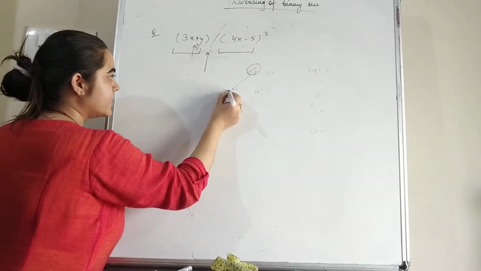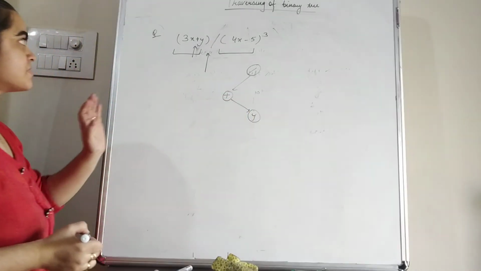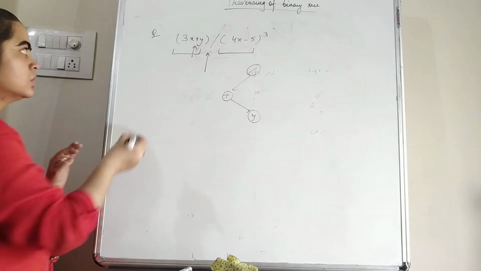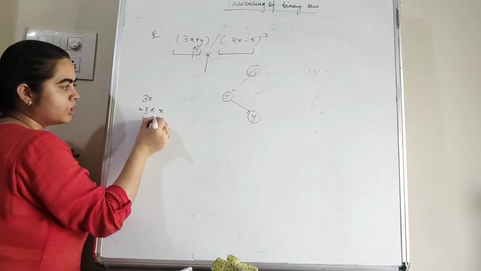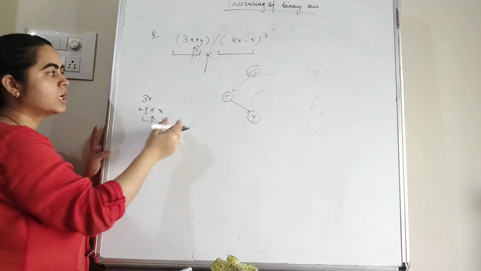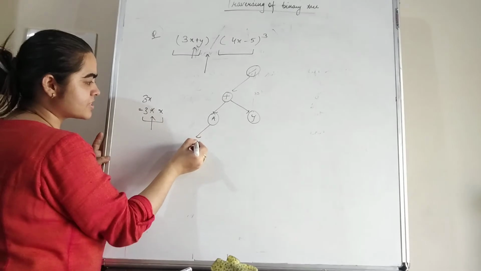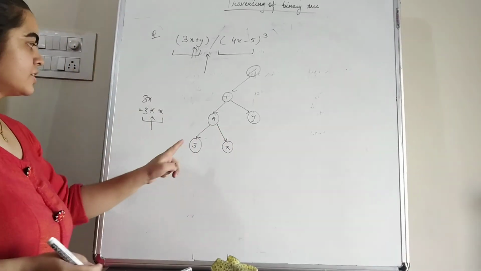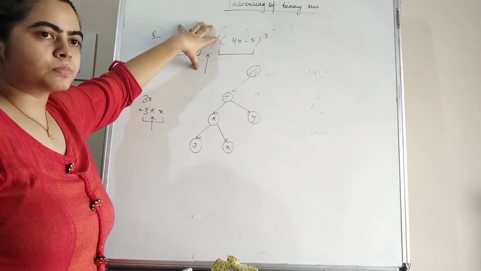So you can write here plus, and on the right side you can write y, and on the left side there is 3x. So 3x means 3 into x. Again, in between there is a cross, and on the left side there is 3, and on the right side there is x. So you have to write cross, put 3 on the left and x on the right. So this expression is like this: 3 into x plus y divided by. So this part is completed.